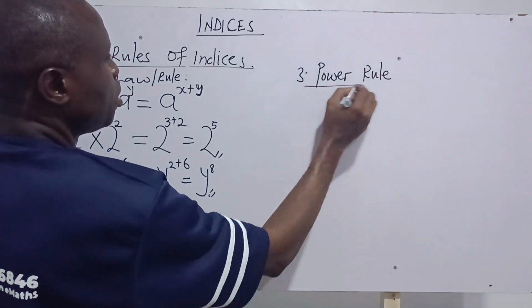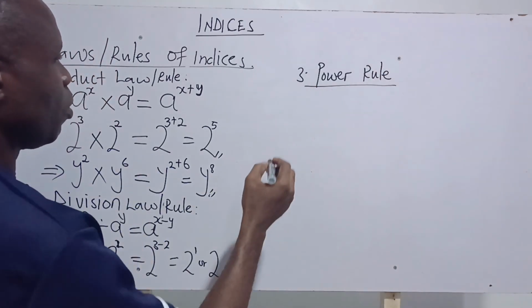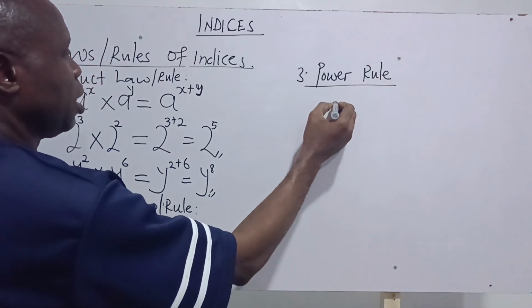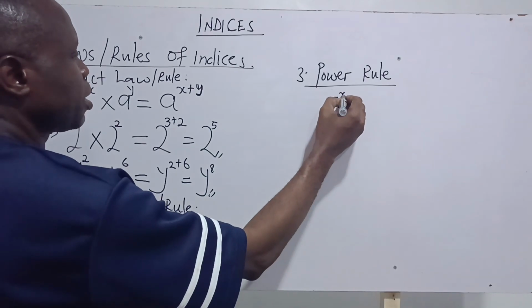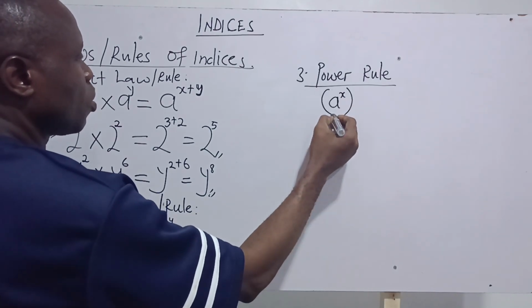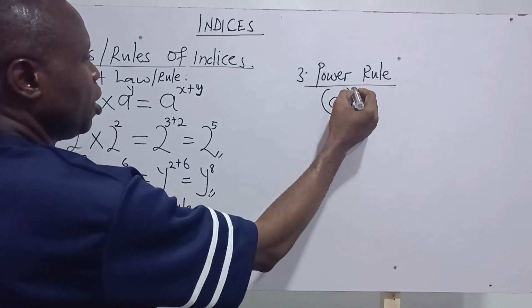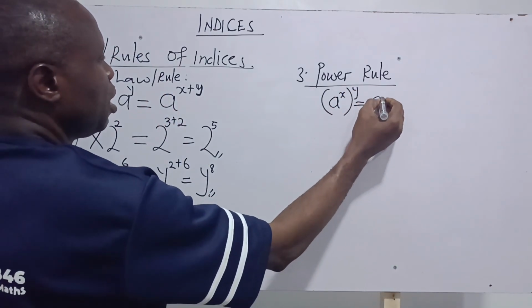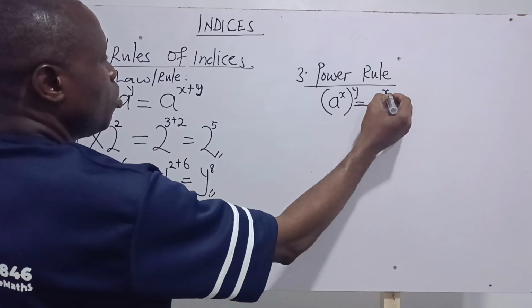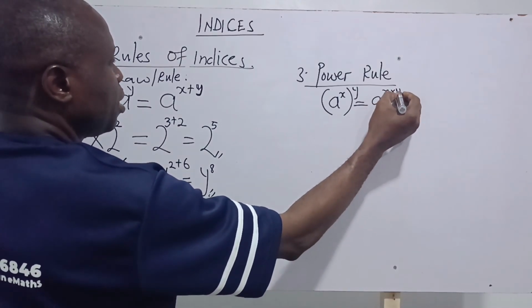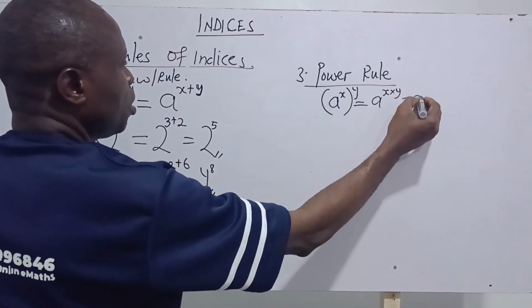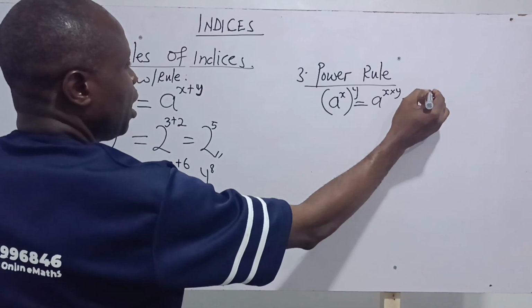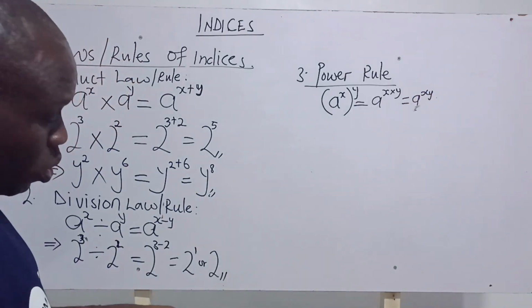Power rule is the third rule. What does it say? It says a raised to power x, close bracket, raised to power y is expressed as a raised to power x multiplied by y, which is equal to a raised to power xy.